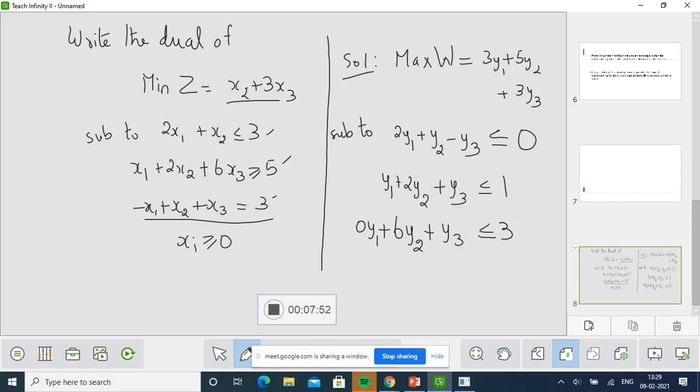Now the third constraint is an equality constraint, so y3 is unrestricted, and y1, y2 are greater than or equal to 0. So this will be your dual. Am I correct or am I wrong?